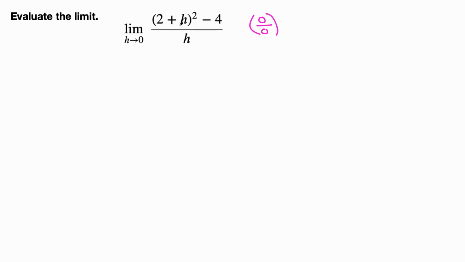A lot of times we just factor the top, factor the bottom, in this case already factored, and cancel the 0-making factor. But it looks like this one, I mean, we can still factor. I'll show you how to factor, but easier would be, 2 plus h is squared. How about just FOILing? (2 + h)² means (2 + h) times (2 + h). Now we can just multiply.